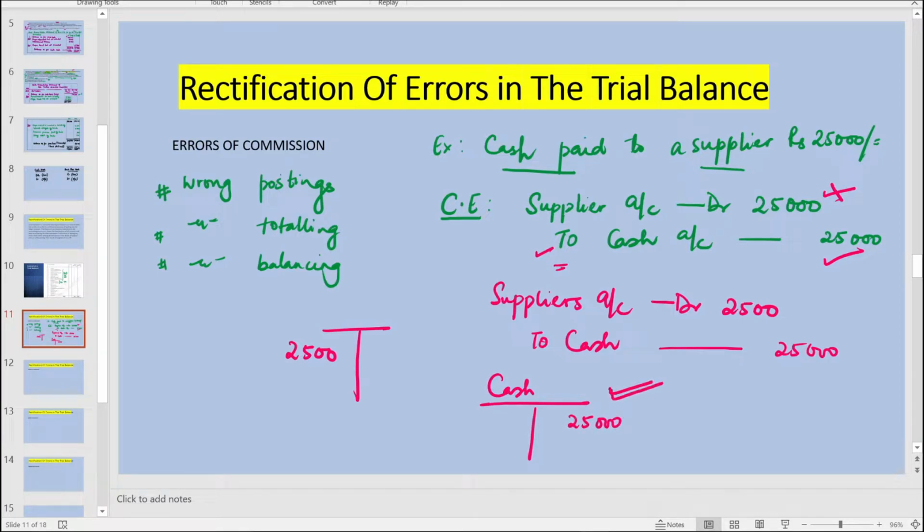So my cash book shows the correct entry, and my supplier account is not showing the correct entry. It shows only 2,500. So this is one of the types of errors which can happen. This is called error of commission. All right, now going to the next one.